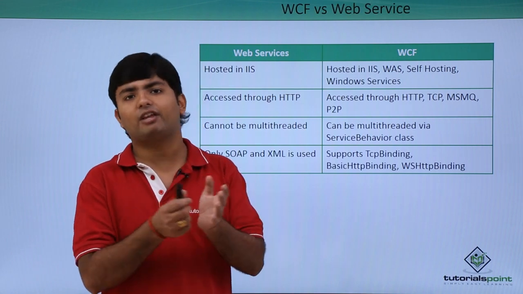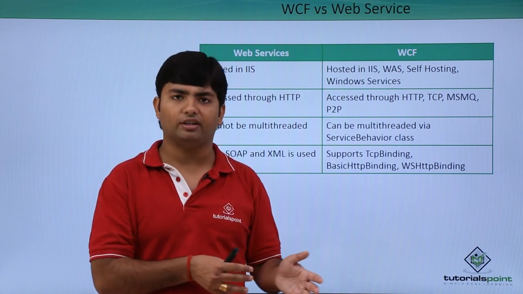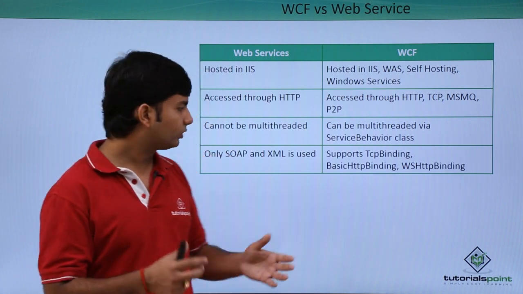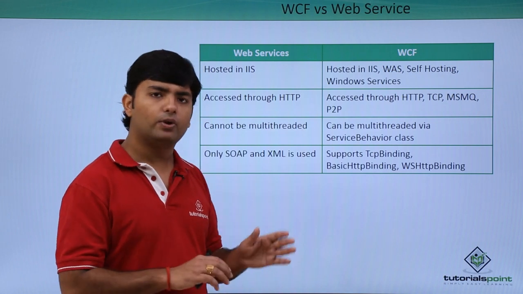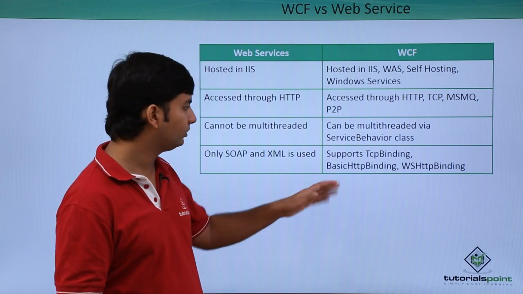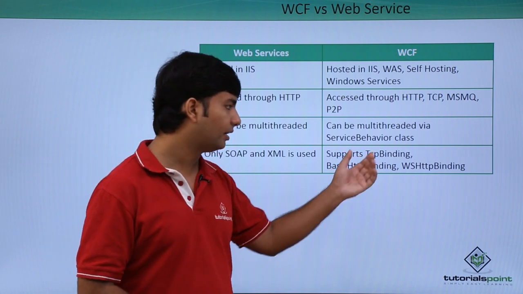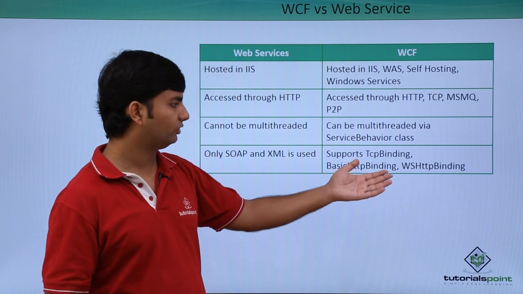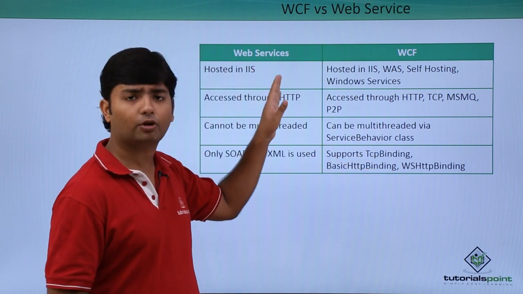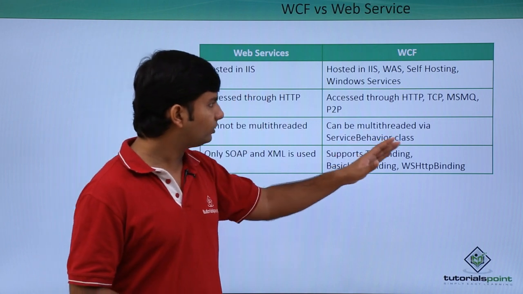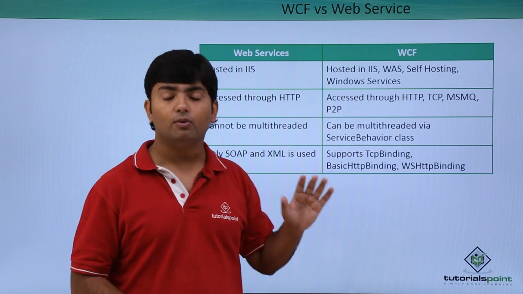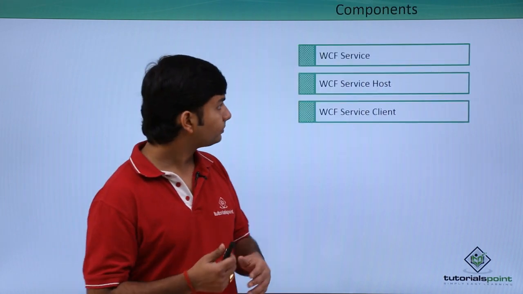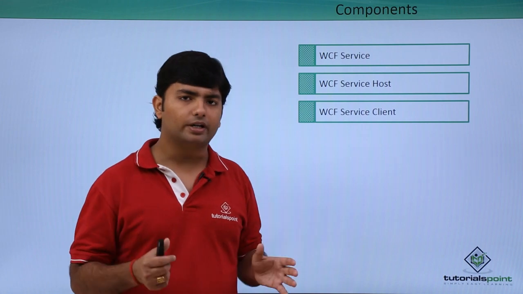Web services use only SOAP and XML, meaning when you wanted to consume a web service in any web application, you used to add the reference and get the service description, which used SOAP and XML. But here we can go through different kinds of bindings, that is TCP binding, basic HTTP binding, and WS HTTP binding. WS HTTP binding is basically the web services compatible with ASP.NET Web Services. So as you can see, we have a lot more options while working with WCF rather than ASP.NET Web Services.